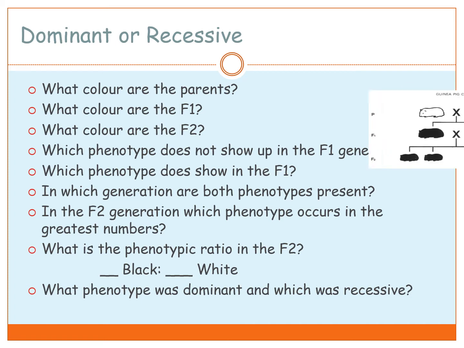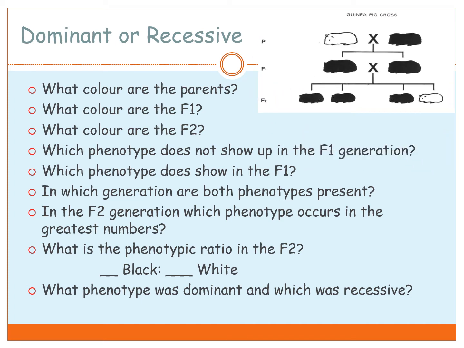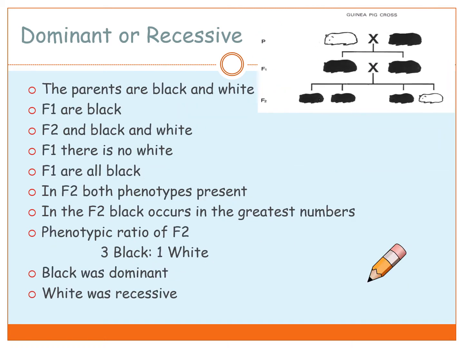Now we're going to look at dominant and recessive. You need to try to answer these questions using the cross in this corner that's just popped up. Try to answer the questions, pause the video before I go over the answers. So the answers are: the parents are black and white, as you can see in the genetic cross. The first generation, which are F1, are all black. Then we have F2 generation, which are the second generation, which are black and white.